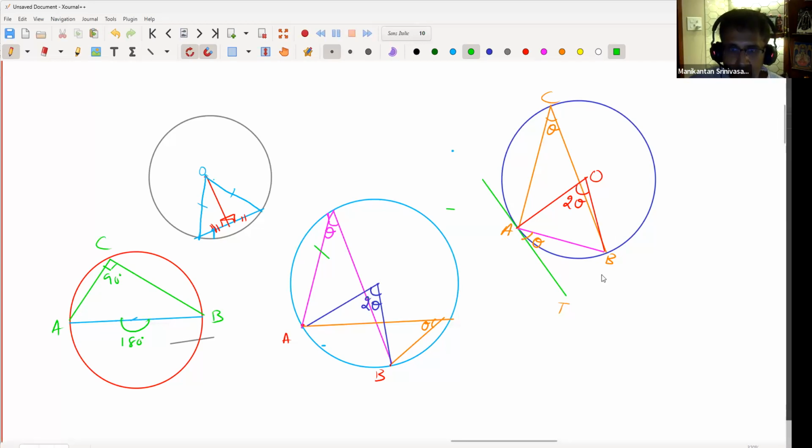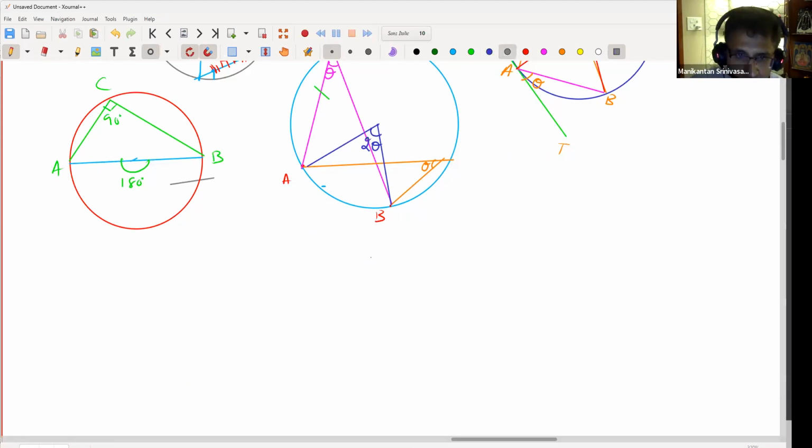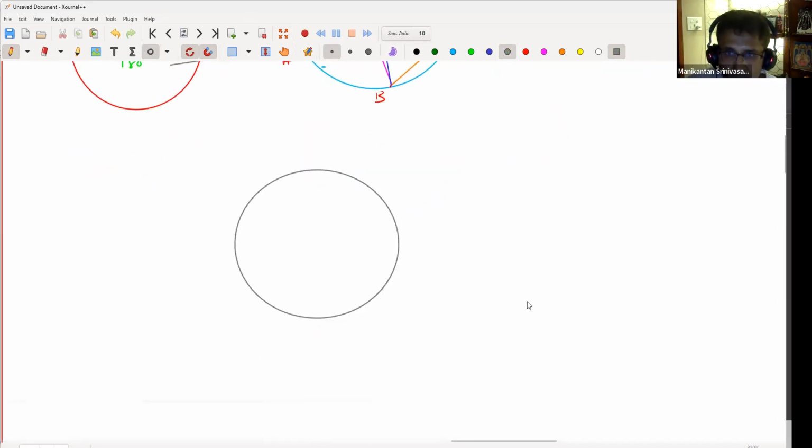Okay, and the other thing is with chords, intersecting chords is an interesting property. So if I have a circle, if I have two chords which are intersecting.